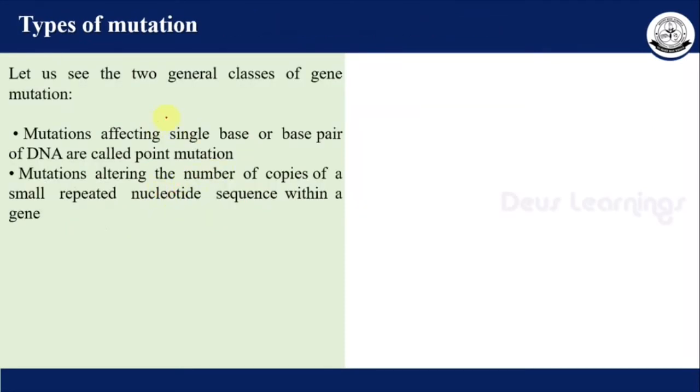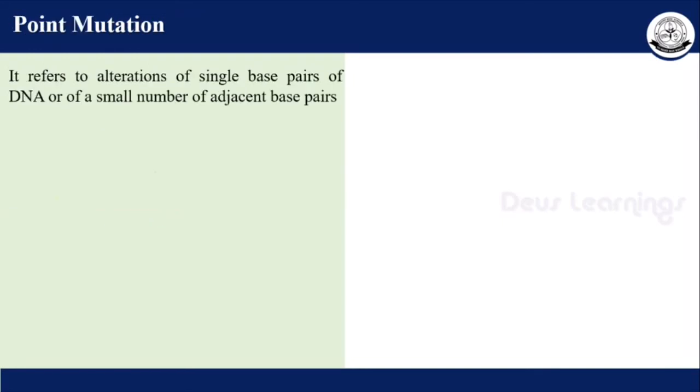Then there are two classes of gene mutation. One is mutation affecting a single base pair, and the other is mutation altering the number of copies of small repeats within the gene. First is point mutation. Point mutation refers to alteration of a single base pair of DNA or a small number of adjacent base pairs. We already saw point mutation, right? Addition, deletion, frame shift mutation.